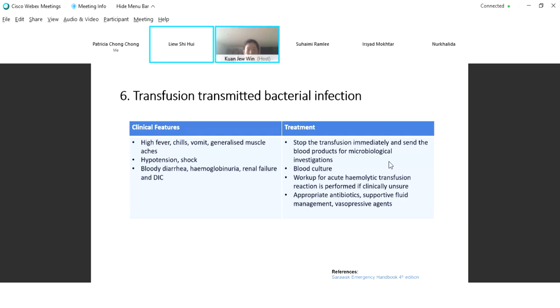So for the treatment, we should stop the transfusion immediately and send the blood product for microbiological investigation, and also for blood culture and sensitivity. And then we can do the workup for acute hemolytic transfusion reaction if we are not sure whether it's due to the hemolytic reaction or bacterial infection. And then we give the appropriate antibiotic, supportive fluid management, and also vasopressor agents. Next.